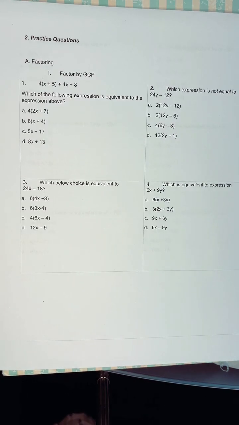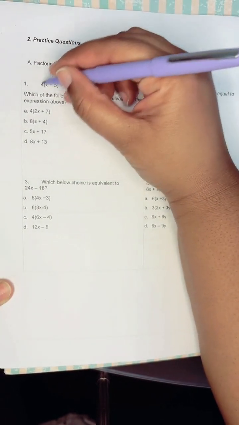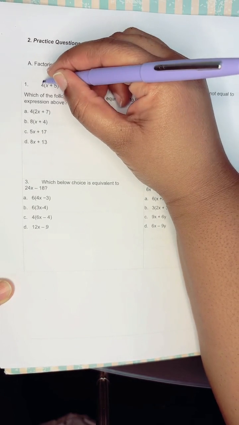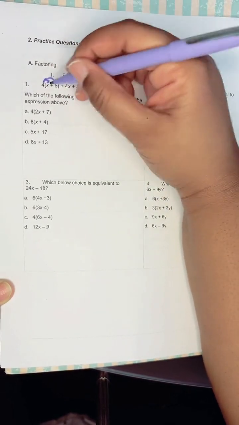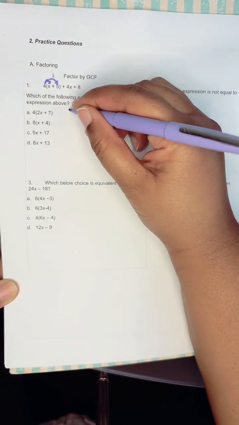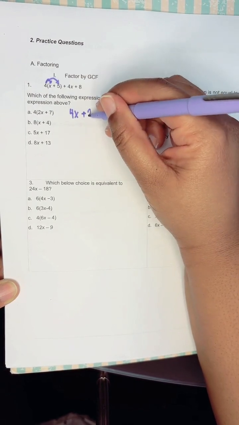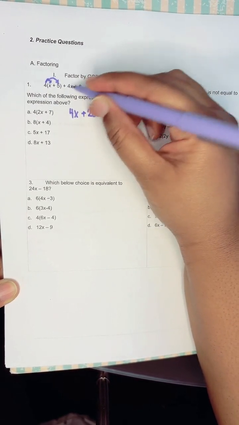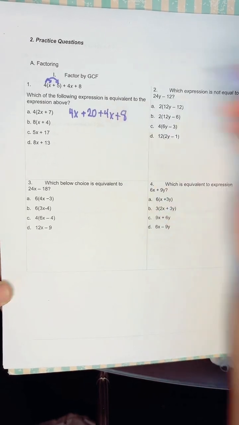Number one: which of the following expressions is equivalent to the expression above? The first thing we want to do is simplify. Whenever you have a number attached to a parenthesis, that means we're going to multiply. You might have heard it called distribute. So 4 times x is 4x, 4 times 5 is 20, and then we drop down the rest: plus 4x plus 8.